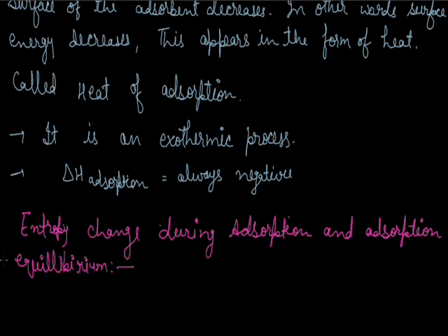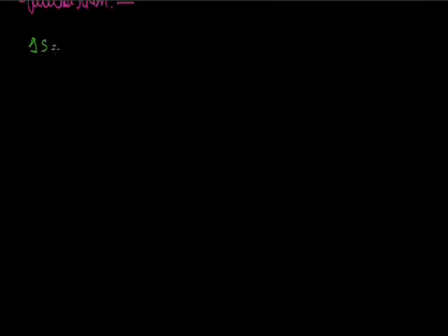As the molecules of the adsorbent are held on the surface of the solid or adsorbent, entropy decreases. That is, we can say that delta S is also negative. So delta S is equal to negative, as delta G is equal to delta H minus T delta S.